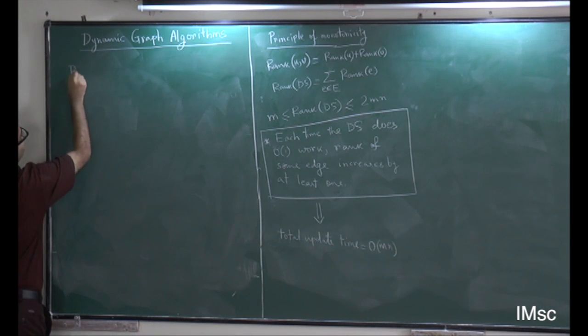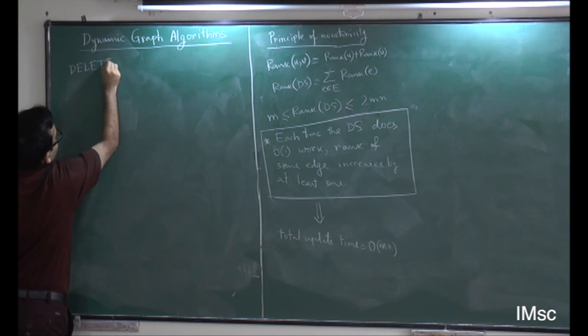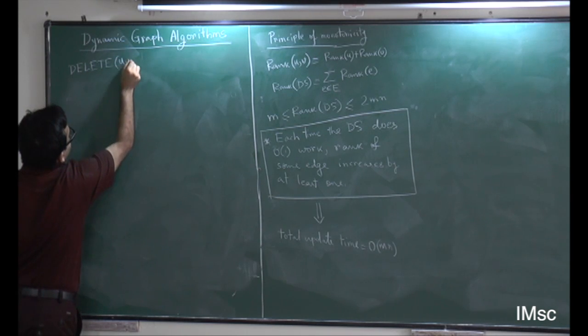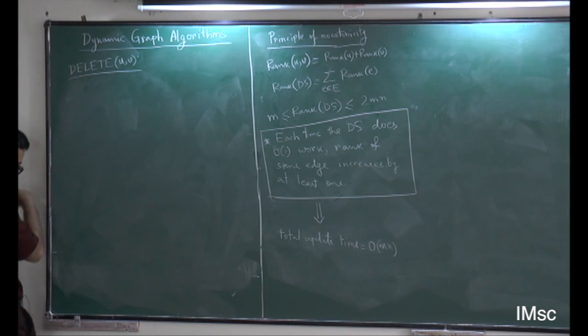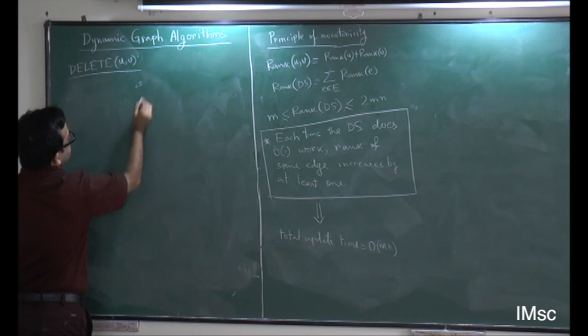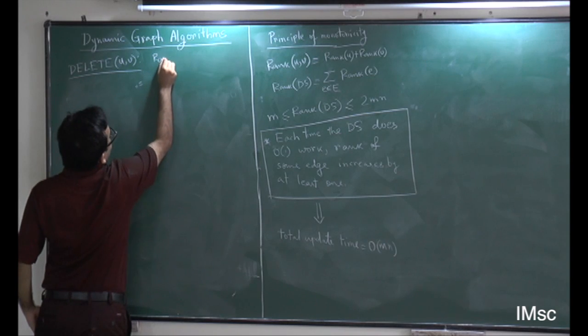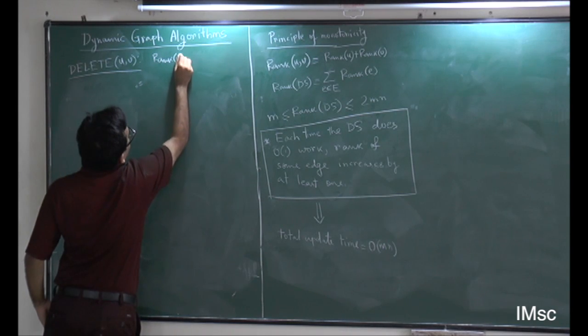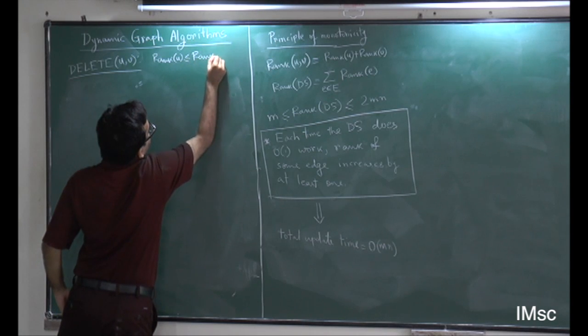So, how to handle the deletion of an edge? This is the update operation. Let us say, without loss of generality, that rank of u is less than or equal to rank of v.